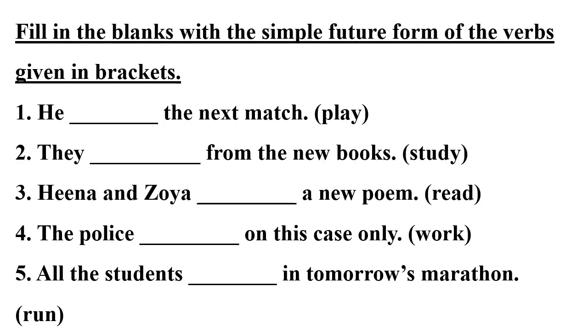Fill in the blanks with the simple future form of the verbs given in brackets. This is very easy. How do we form, or how do we frame, a sentence in simple future tense? After the subject, we write the helping verb will and write the base form of the verb as it is. So here, after the subject he, we have to write will and we have to write the verb given in the bracket as it is.